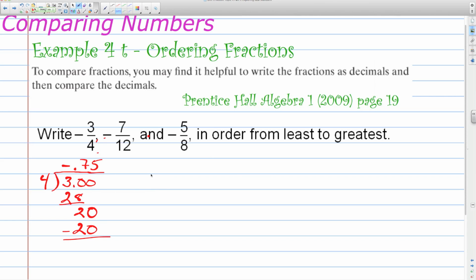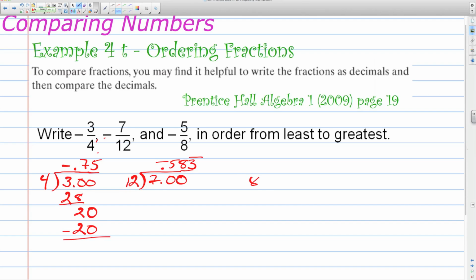The second number we'd convert in the same way. I'm not going to take the time to do that, but if we were to convert 7/12, 12 goes into 7. Remember, add a decimal and a couple zeros. You're going to find out that when you divide this out, it becomes -0.583, and that 3 ends up repeating. Remember, that's a negative.